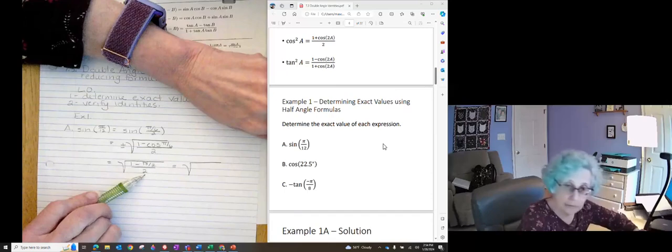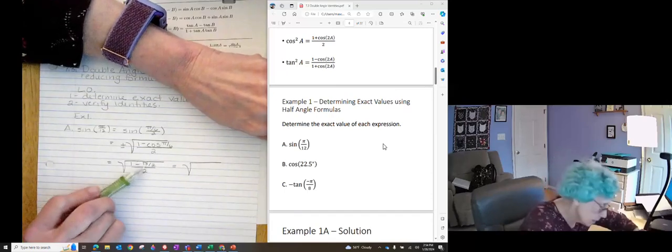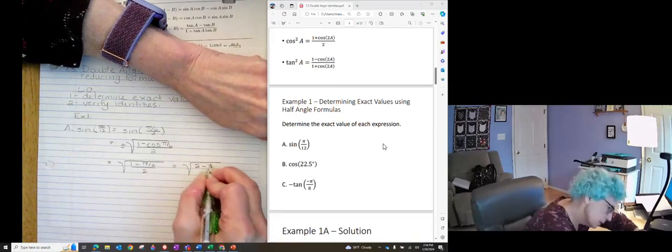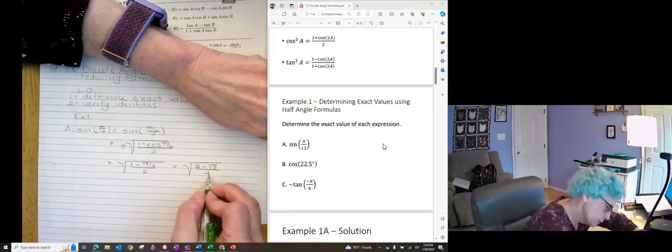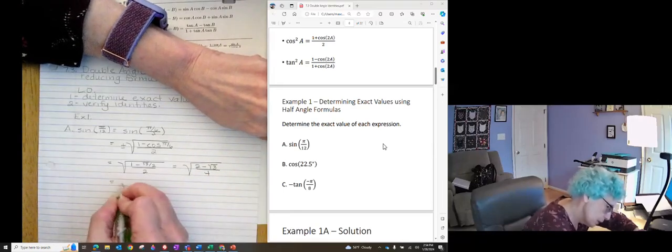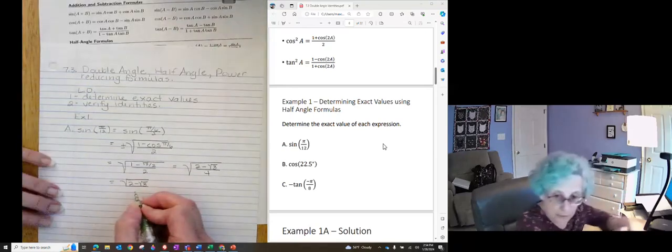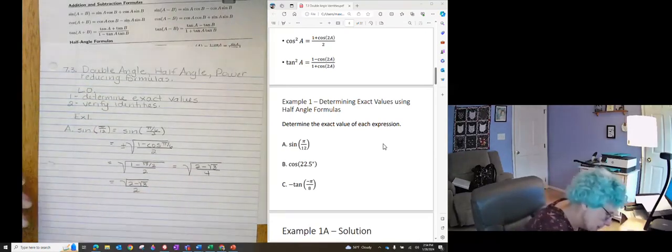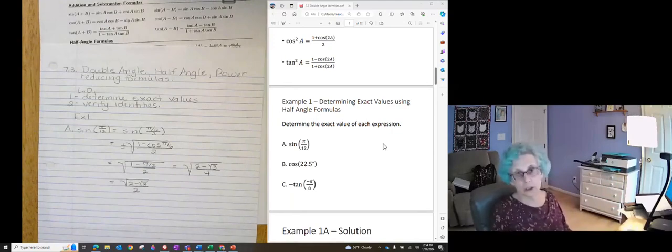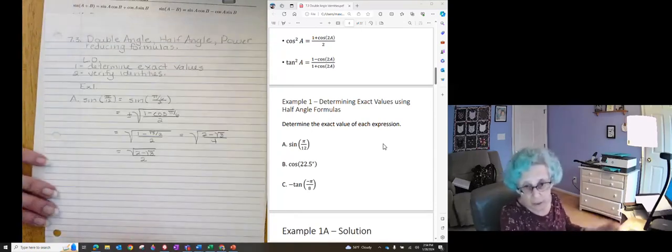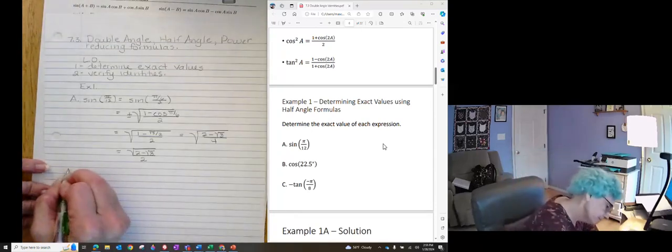But I don't want a fraction on top of a fraction, so multiply numerator and denominator by 2. You get 2 minus the square root of 3 over 2 times 2 is 4. And you can rewrite that as 2 minus the square root of 3 underneath a radical on top of the square root of 4, which is just 2. Doesn't look all that pretty, but it's a perfectly good answer.